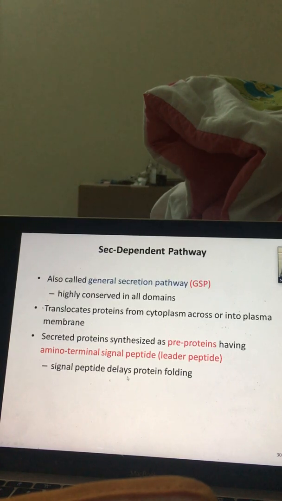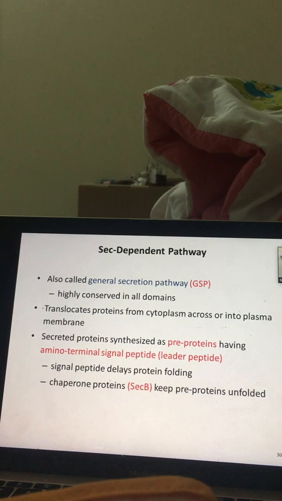Now, this signal peptide, which is in the pre-protein, what is its function? It delays the protein folding, because as soon as the protein is produced on the ribosomes, it starts to fold, right? But having a leader peptide in the pre-protein will not allow it to fold right away. So there's a delay in the protein folding in these proteins. Then your chaperone protein SEC-B will be needed also to keep it in an unfolded state. So there are two ways. The signal peptide is delaying the protein folding, and then the chaperone protein SEC-B will be needed to keep it unfolded and deliver it to the membrane.